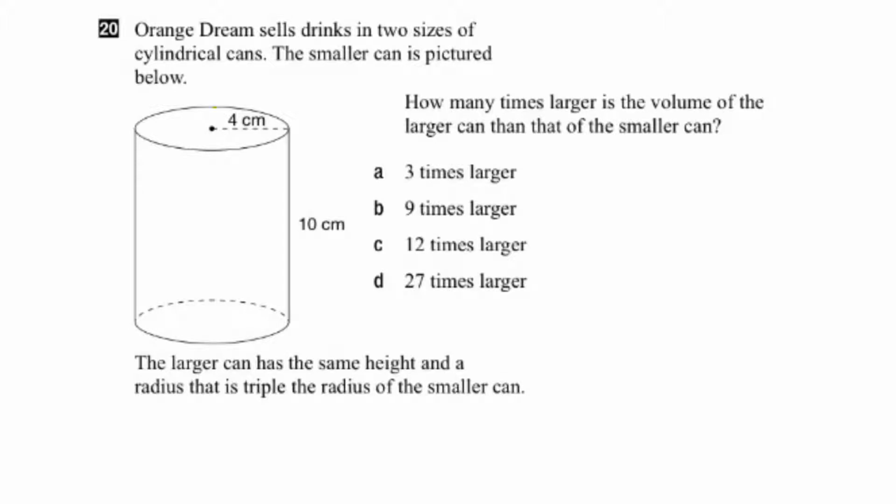Well, let's visualize the problem first. I'm going to outline the cylinder here, and then we'll move it over and we'll make it the smaller cylinder. And this can has a radius of 4 centimeters and a height of 10.